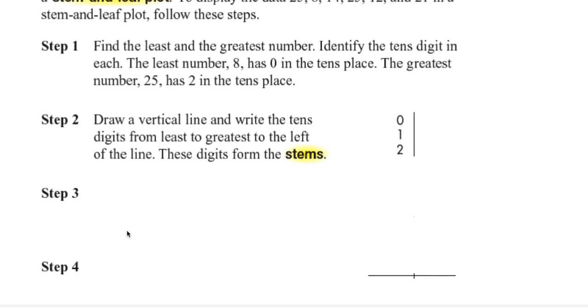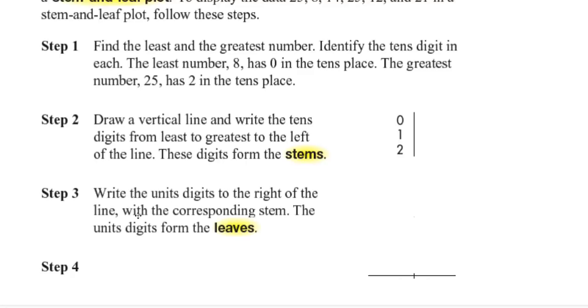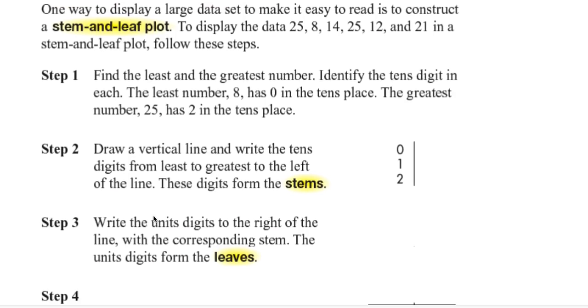Step number 3. Write the units digit to the right of the line with the corresponding stem. The units will form now the leaves. So we have our stems as 0, 1, 2. The units digit is nothing more than the ones place. So we write 5, 8, 4, 5, 2, and 1. Those are all the ones place.